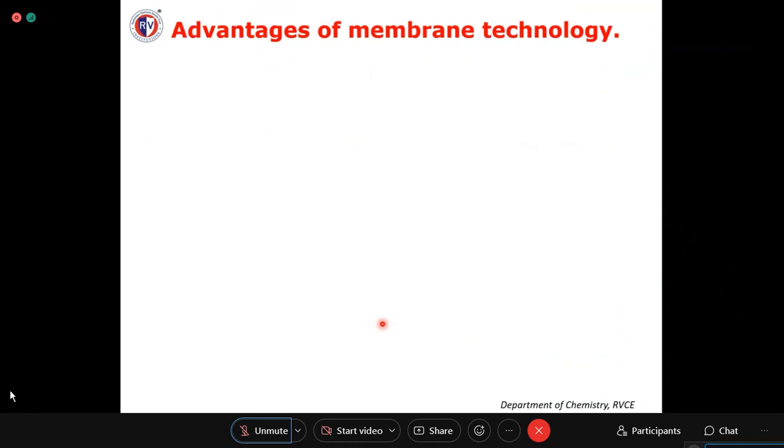Now, what are the advantages of membrane technology? For example, somebody told through coagulation you can filter the water, right? And through distillation you can filter the water. And do you know how you are going to do the distillation? What is the principle behind distillation? Can anybody tell me what is the principle behind distillation?